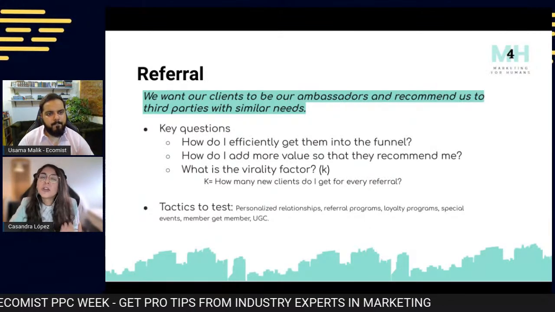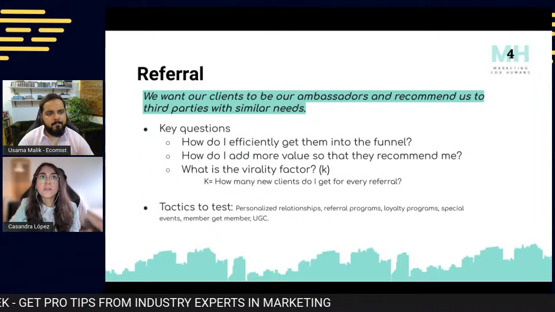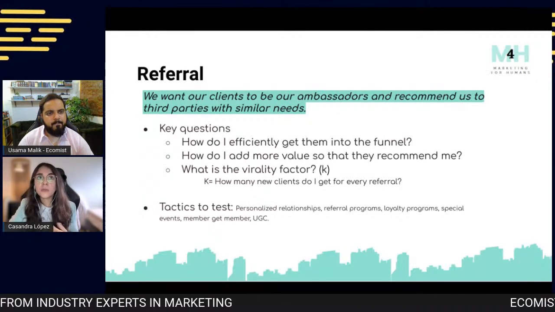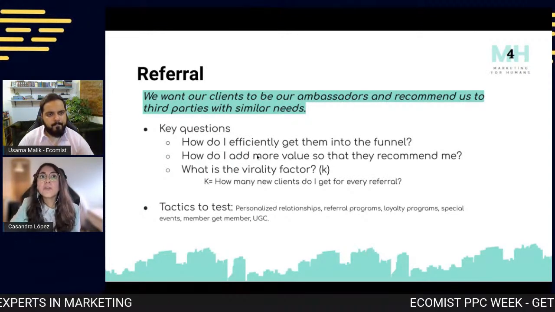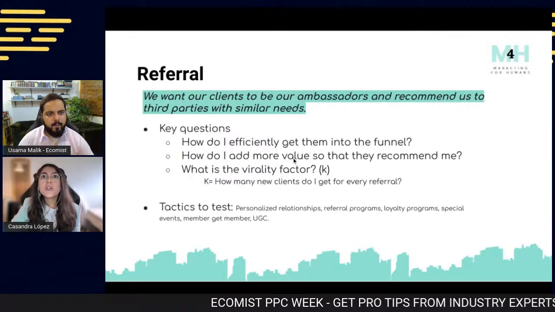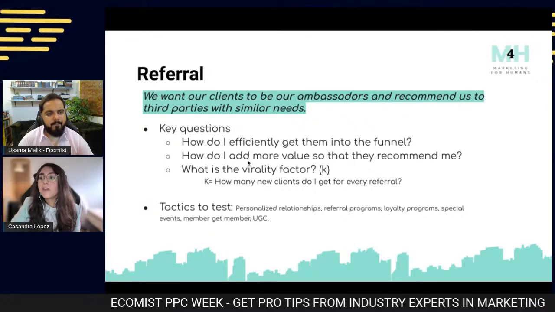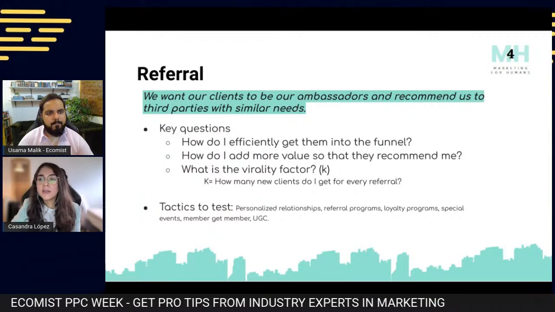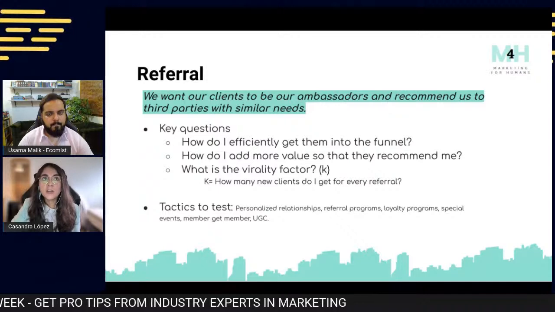Casandra will not recommend more people if she knows that her friends are struggling to find their perfect running shoes. So we have to think about how can I efficiently get them into the funnel. Also, we need to add more value. Casandra is recommending someone. Well, maybe Casandra wants something in exchange of that recommendation.